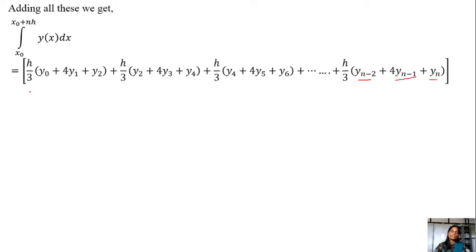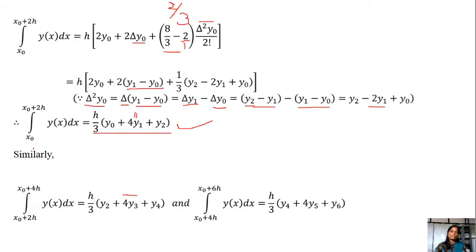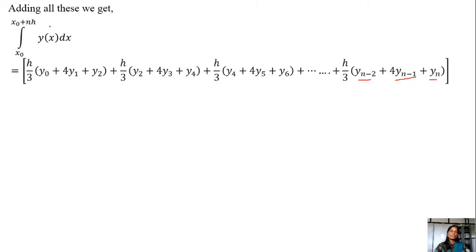So adding all these, you have to add the LHS. As previously we have done in the trapezoidal rule, if you add the LHS of these equations, you will get the integration from x0 to x0 plus nh of y dx. Now this is for the first integration, this is second, this is third, and this is the last integration.